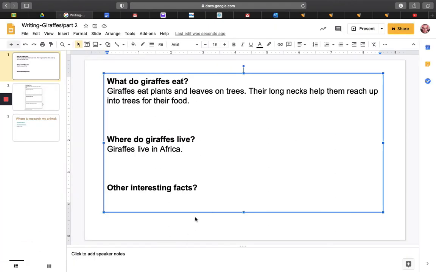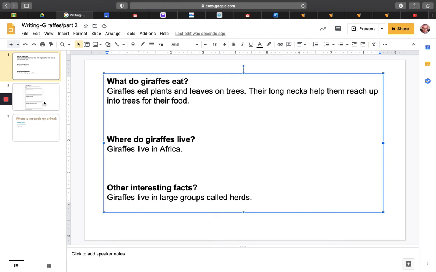So I could go back to my interesting fact, and I could say, giraffes live in large groups called herds. That is an interesting fact. So I was able to find this information on the animal that I chose.